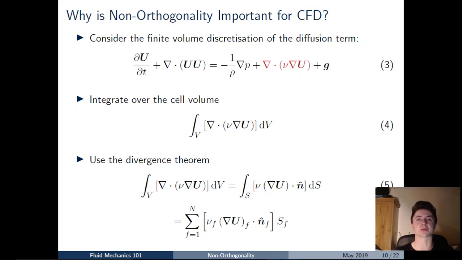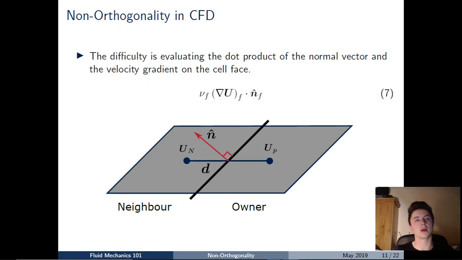Now what we want to do is proceed a little bit further, because we'd like to try and decompose this into a matrix term which we can add into our matrix equations. However, the difficulty specifically with the diffusion term is evaluating the dot product of the gradient of the velocity vector, grad u, on the cell face, and the unit normal vector n.